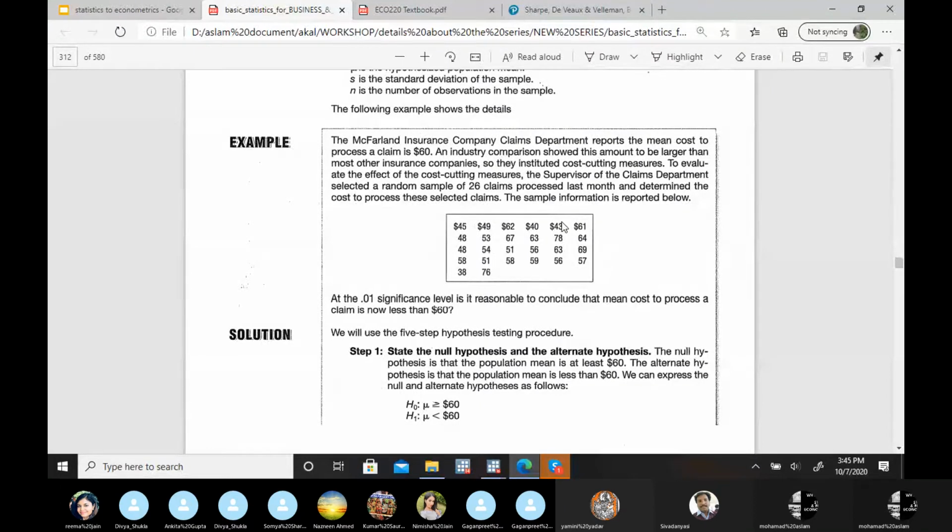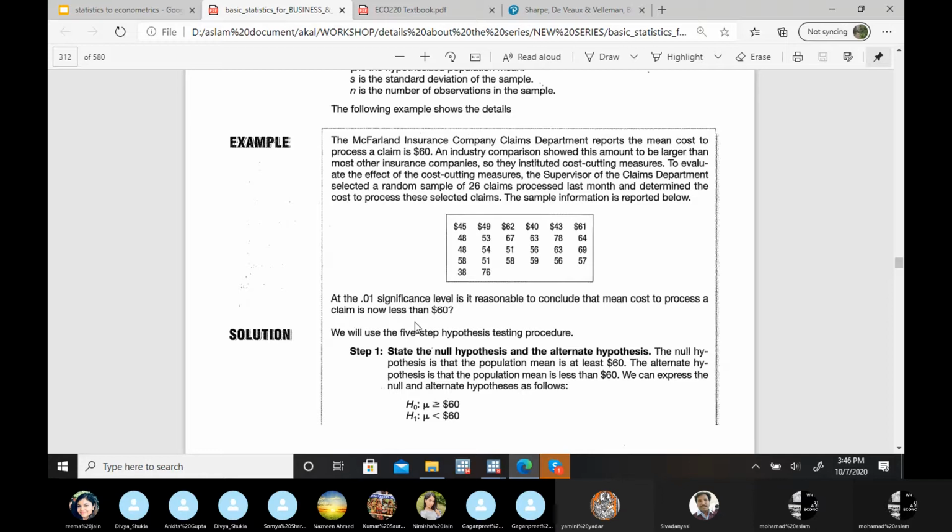The insurance company claims department reports the mean cost to process a claim is $60. An industry comparison showed this amount to be larger than most other insurance companies, so they instituted cost-cutting measures. To evaluate the effect of the cost-cutting measures, the supervisor of the claims department selected a random sample of 36 claims processed last month and determined the cost to process these selected claims. Sample information is reported below.